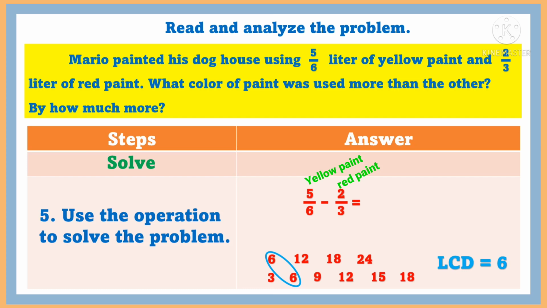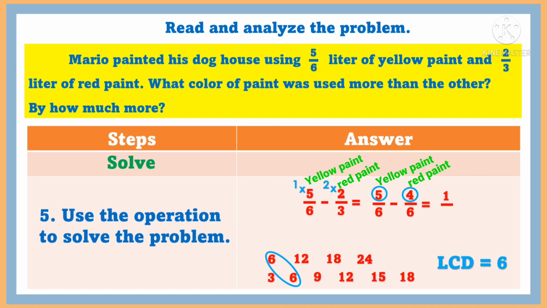At ito ngayon ang ating magiging bagong denominator. Now, alamin natin ang numerator. I-divide lang natin ang bagong denominator sa lumang denominator. 6 divided by 6 is 1. Times 5 is 5. Next, 6 divided by 3 is 2. Times 2 is 4. Now, dahil similar fraction na ito ngayon, ay maaari na natin isubtract ang numerator.